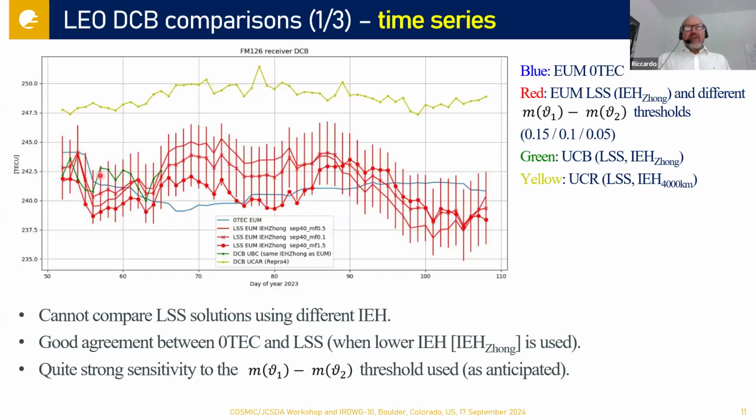We show here also the zero-tech solution in blue, which is more stable, and also in green, the University of Colorado Boulder solution with the same ionospheric effective height and the same kind of algorithm. So the agreement is quite good. Here is the UCAR solution. But the point is that this is a big difference, up to 10 to 15 tech units, which is, in my view, only due to the use of a different ionospheric effective height, which is 4,000 kilometers.